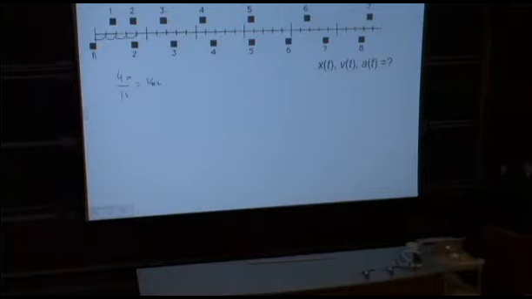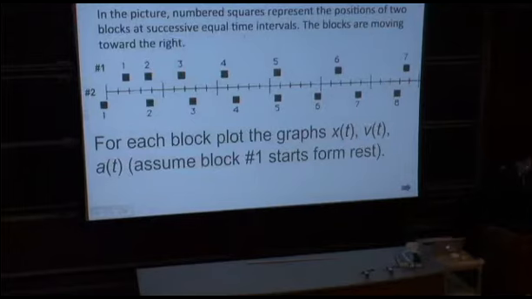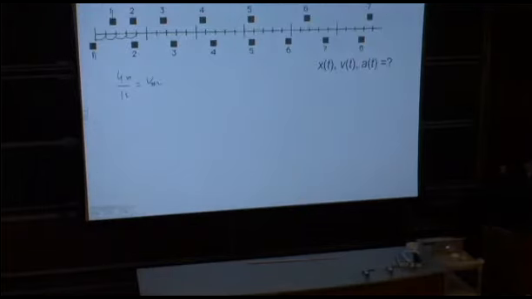For the next guy, it starts from here. It says from rest. So the initial velocity, this is t equals 0. All right. So this is the initial position. We can call it number 2, 2 squares. And this is t equals 0. And the initial velocity equals 0.